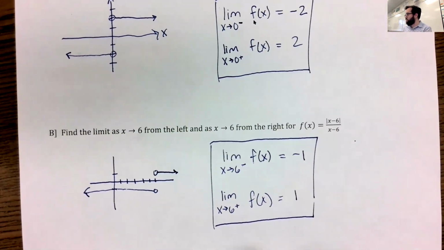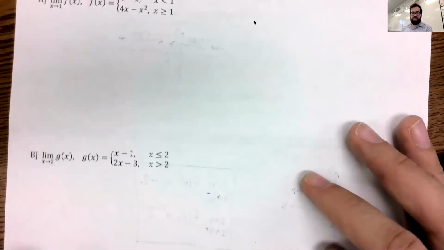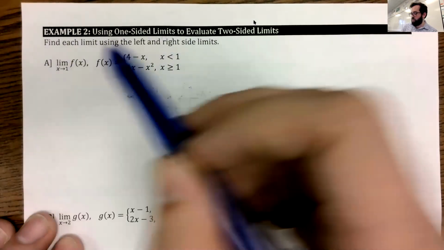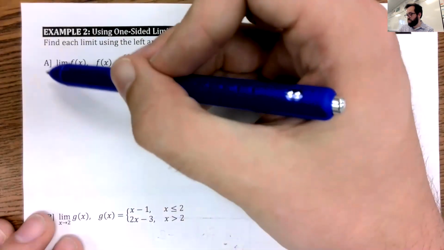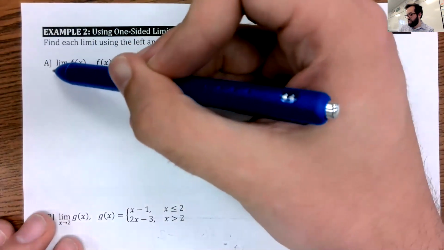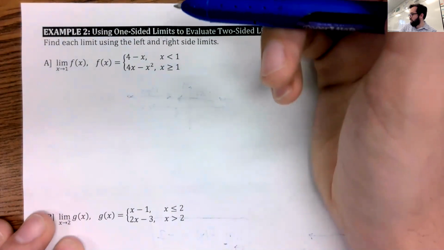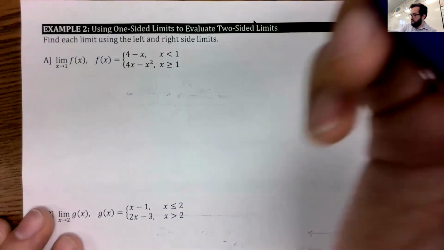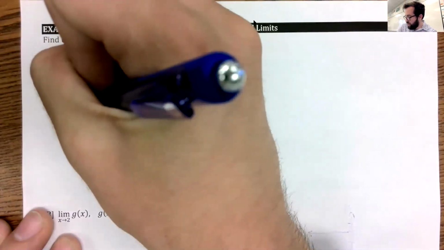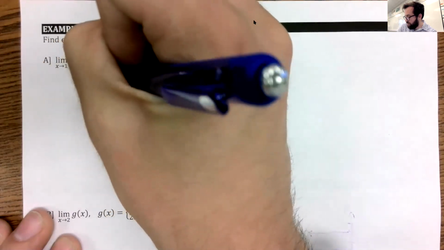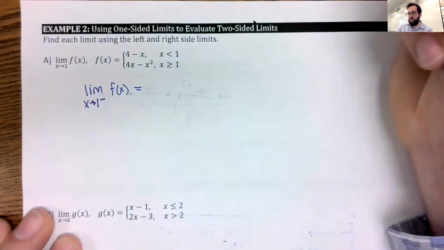So on the back, we're going to use the limit definition that we have now to actually find the limit as x approaches 1. So what we're going to do is find the limit as x approaches 1 from the left and the limit as x approaches 1 from the right, compare them and see if they are the same. So the limit as x approaches 1 from the left of f of x.